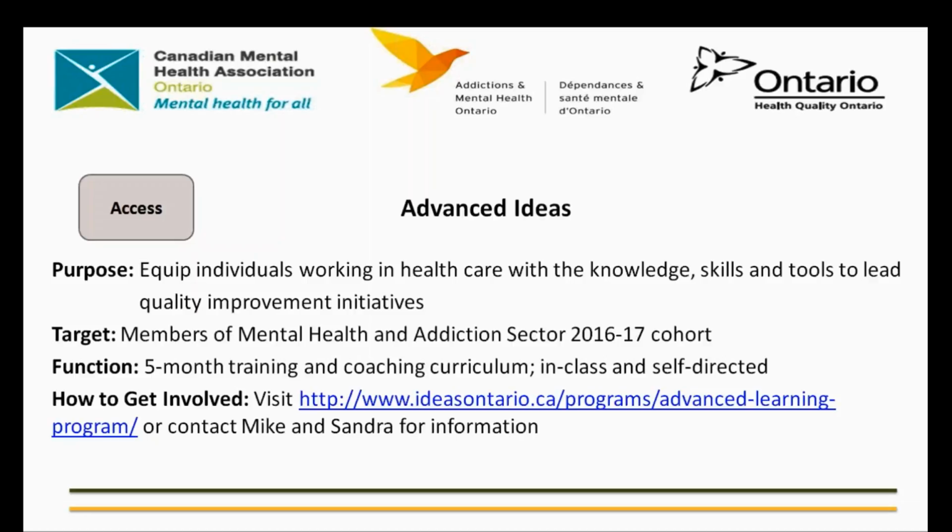They offer both in-class and virtual learning opportunities and some coaching support to help folks who've identified a quality improvement project move that project forward. This year, I know they're really looking to get some interest from the community mental health and addiction sector, so they are making that a priority if you're interested in applying.